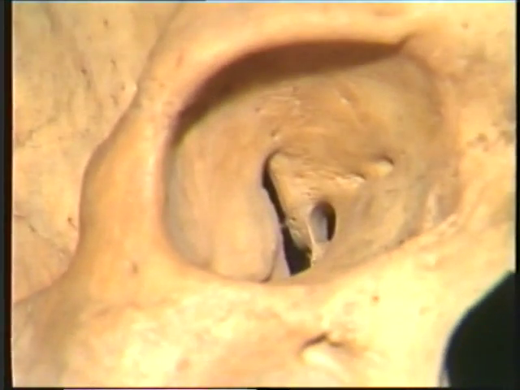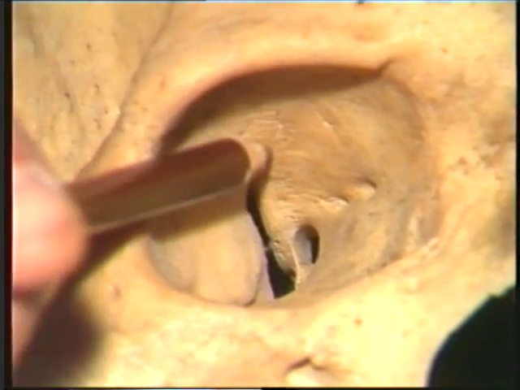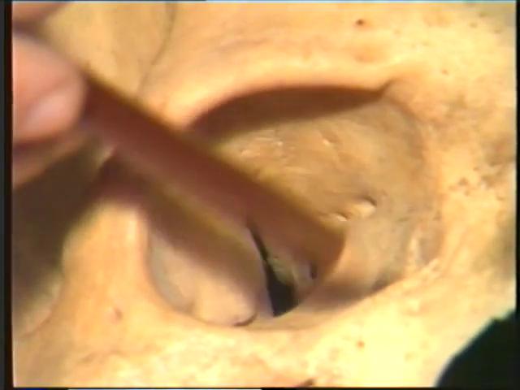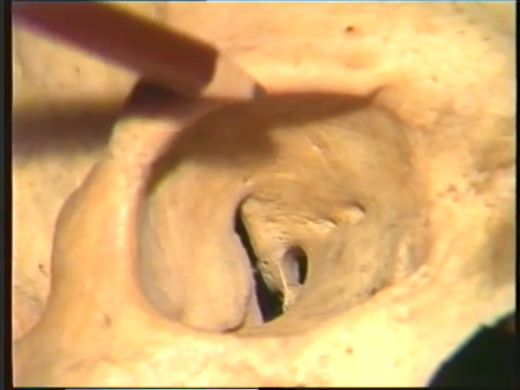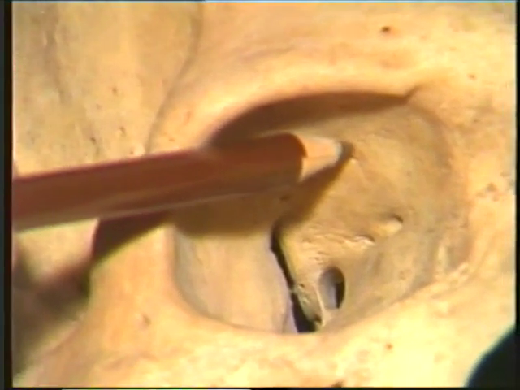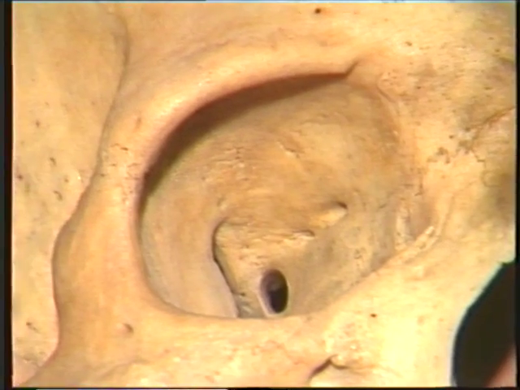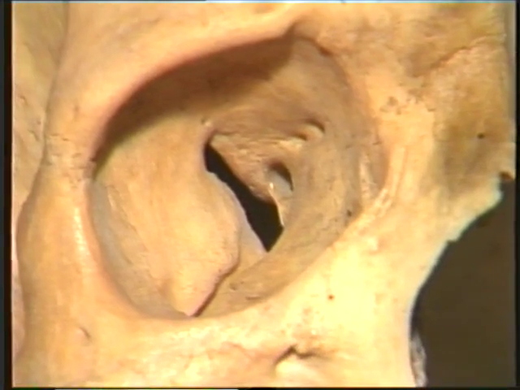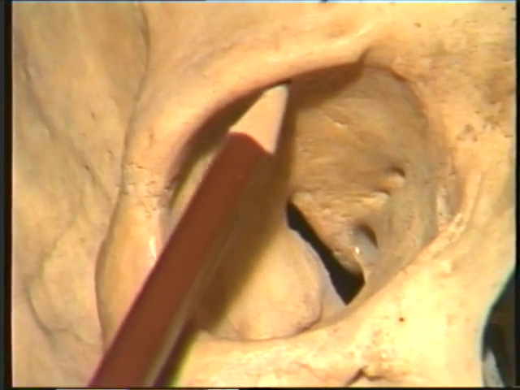The cavity of the orbit has a roof, floor, medial wall, and lateral wall. The roof is formed by the orbital plate of the frontal bone anteriorly, and the lesser wing of the sphenoid bone in its most posterior part. The fossa for the lacrimal gland lies at the anterolateral angle of the roof.